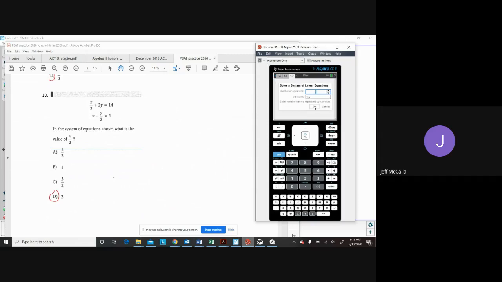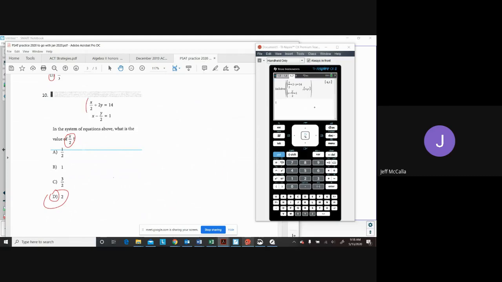And so if you just type in the first one as x over 2 plus 2y equals 14, and then x minus y divided by 2 equals 1, it gives you the answer of 4, 6. So what is x divided by 2? Well, x is 4, so 4 divided by 2 is 2. That'd be a really fast way of doing it.